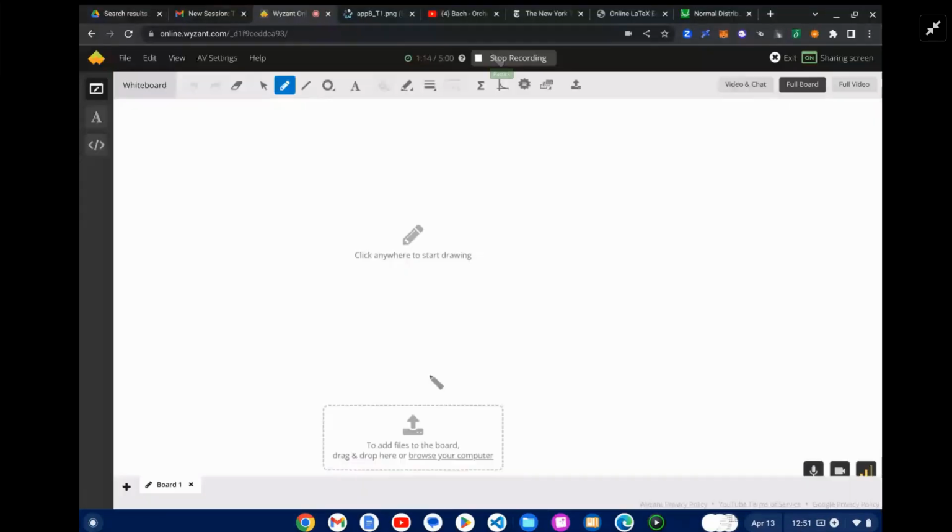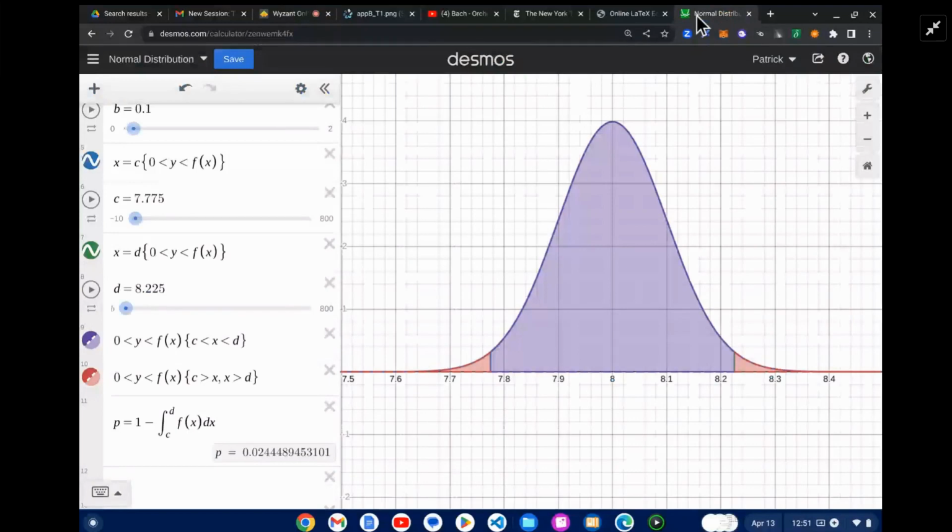Let's take a look now at the normal distribution on Desmos. I'll share this link in the comments. Basically, what we care about is the two tails here in red. The probability that it's defective is this area plus this area. One way to do this is to take the area within these boundaries and take 1 minus this area. This will give us the tails, because the total area must be 1 since it's a probability distribution.